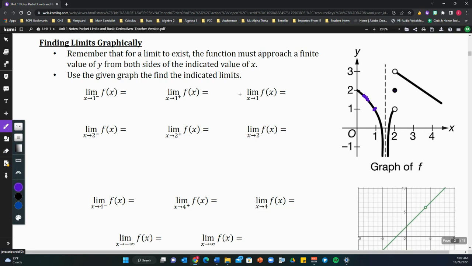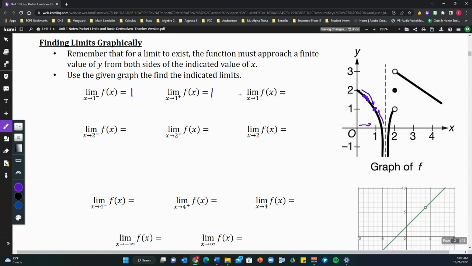As we approach 1 from the left side, on the x-axis I'm moving from the left, but that means on the curve, I'm working my way down towards this point. We are approaching a y value of 1. From the right side of 1, same thing, I'm working my way up on the curve. We are actually headed to the same point.